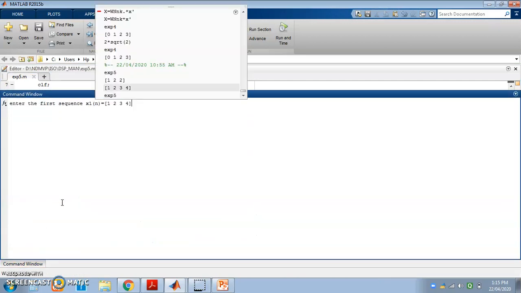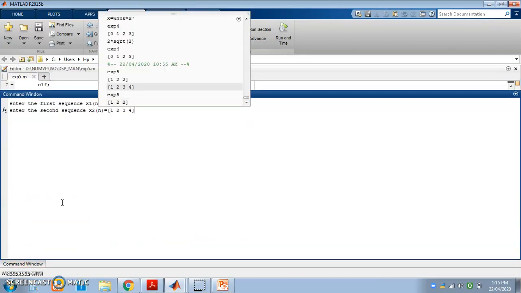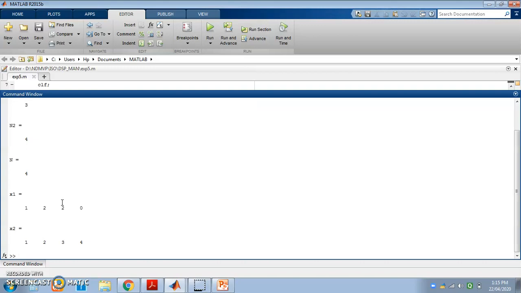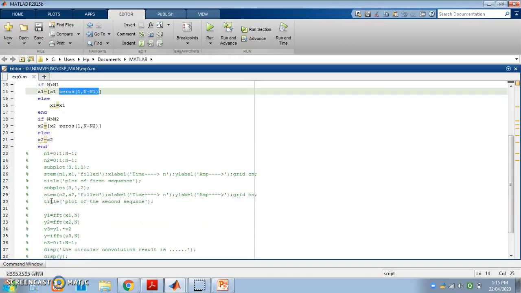If I run this code and enter the sequences 1 2 2 and 1 2 3 4, my new sequence x1 of n will be 1 2 2, and the last sample is 0. This is called zero padding in MATLAB. So here I can have the zero padding.